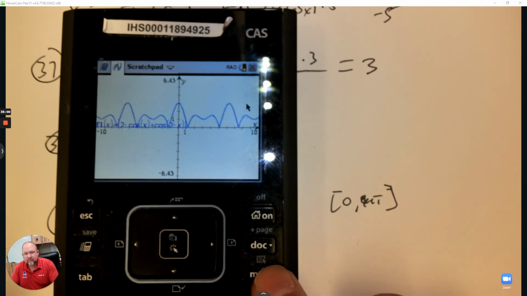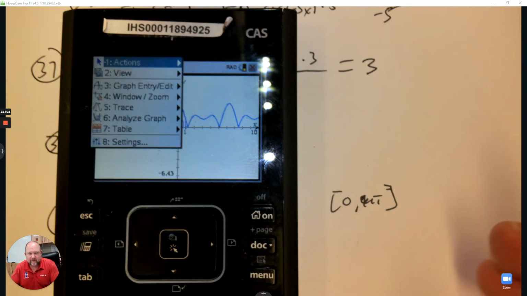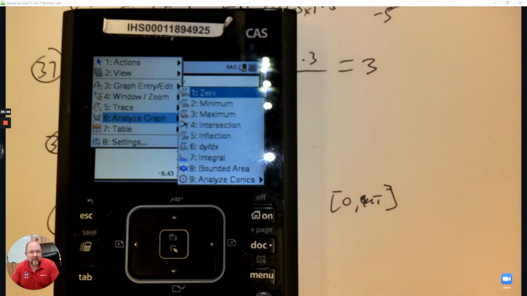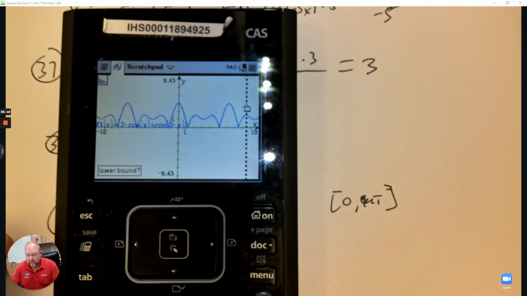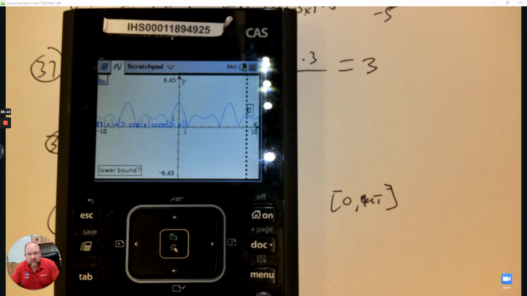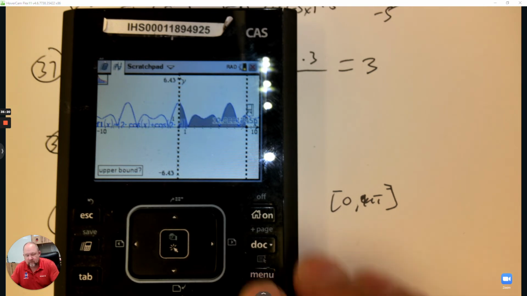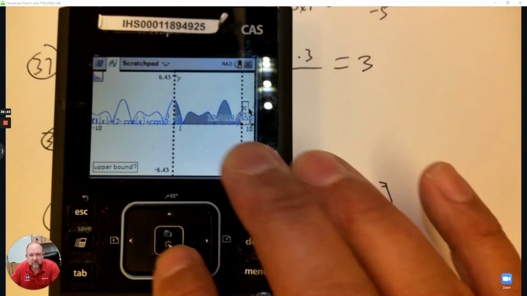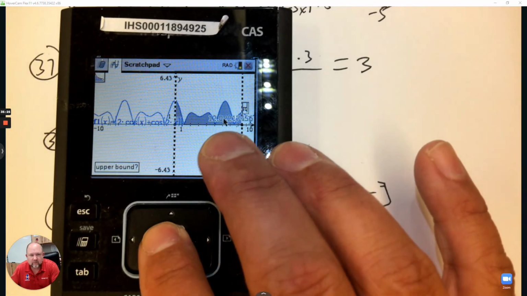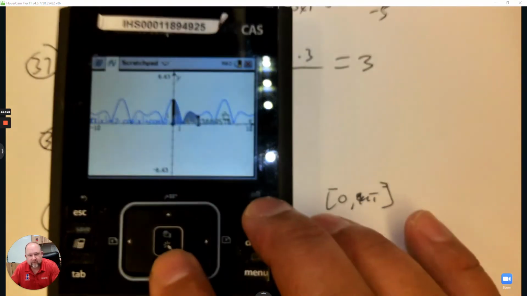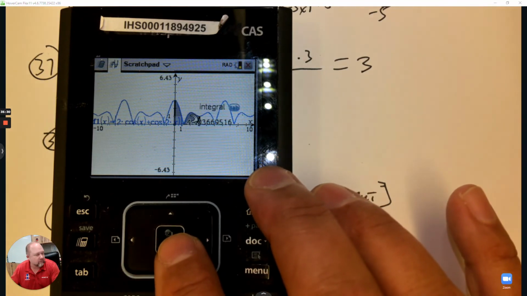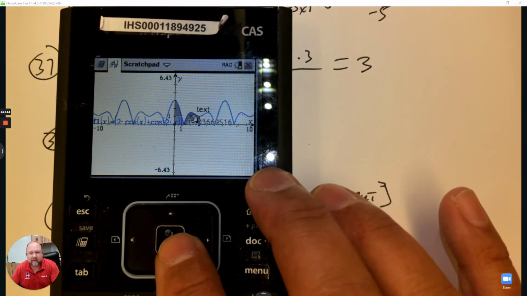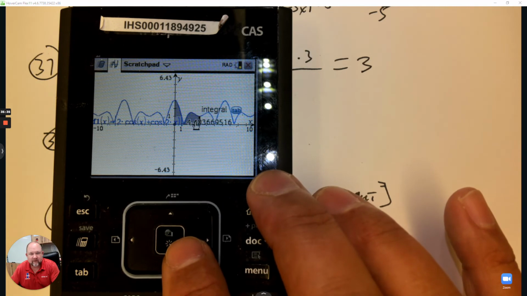And then we're going to press menu. It's a fun graph. I'm going to press menu, and then I'm going to go analyze. And I just want to integrate because it's with the x-axis. It's not two things bounded, just the integral. That's 7. And then the lower bound is 0, and the upper bound is pi. And then there's your answer. So from 0 to 2 pi, yeah, there it is. I just have to press enter. It's right there.